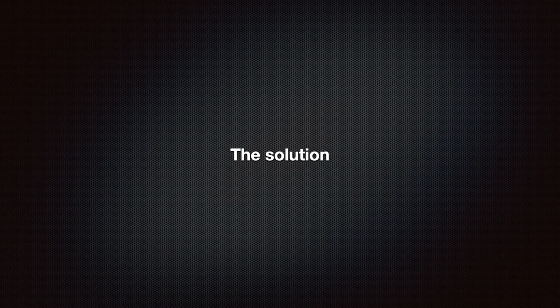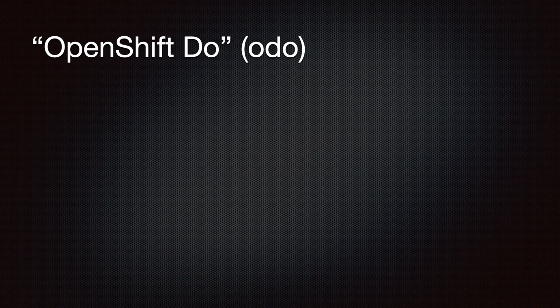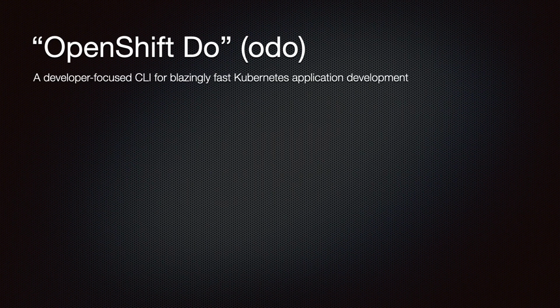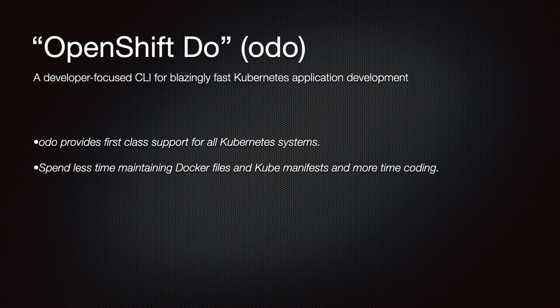So the solution here, the way to simplify that, going back to those two previous videos I did, is to use a product called OpenShift Do, or ODO, which is a developer-focused command line tool for blazing fast Kubernetes application development. And although it says OpenShift Do, it actually offers first-class support for all Kubernetes systems. The objective for ODO is for the developer to spend less time maintaining Dockerfiles and kube manifests and more time coding.